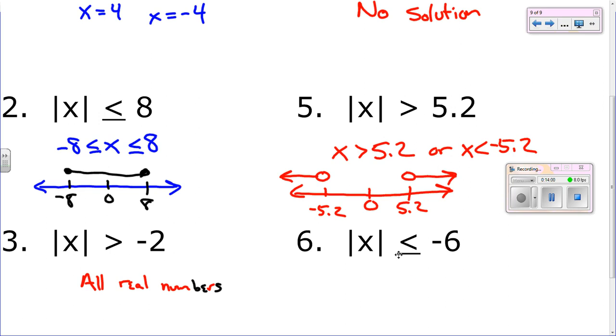And last one, number 6, when would it be less than a negative 6? That would be no solution. Can't be smaller than the negative. Absolute value is always positive.